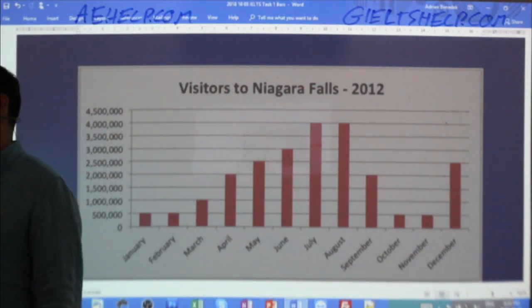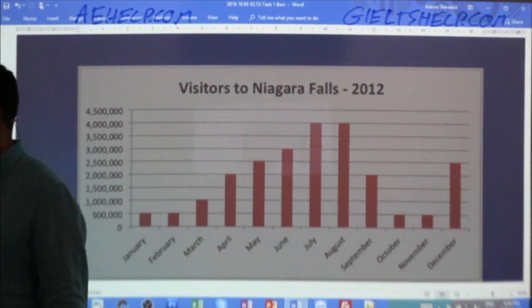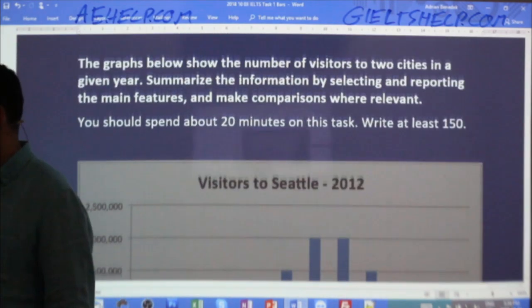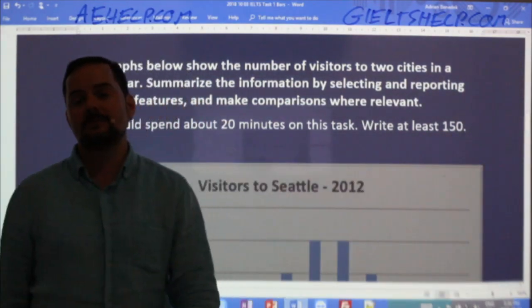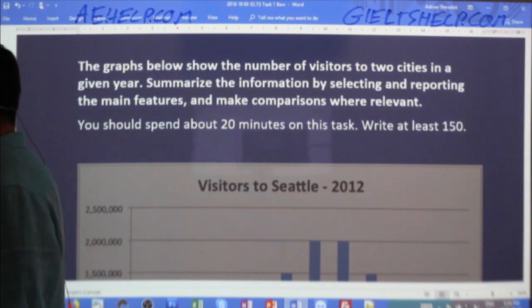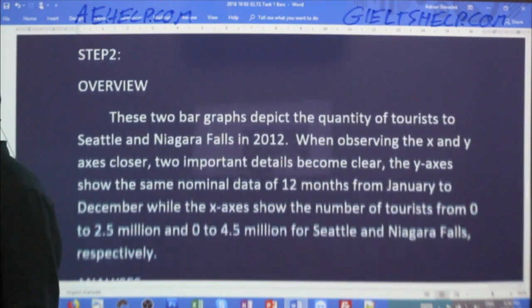Animesh, it's not too lengthy. I'm going to show you the word count again. Remember, the questions state write at least 150 words. If you're going for band 7 or higher, you should be looking at closer to 200, 220 words of good writing, okay?